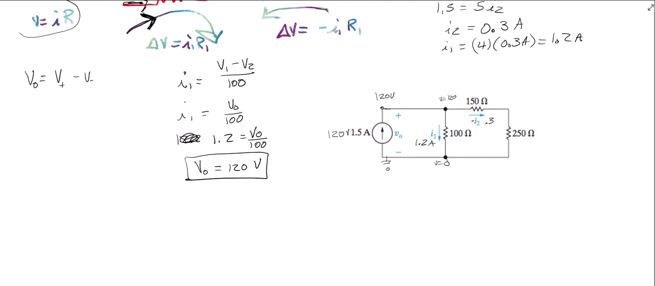Now, we do know the voltage across the 100 ohm resistor. We don't know the voltage across the 150 ohm resistor or the voltage across the 250 ohm resistor. They're going to be different because they're in series, and things in series will usually have different voltage drops. So we're supposed to be finding the power.